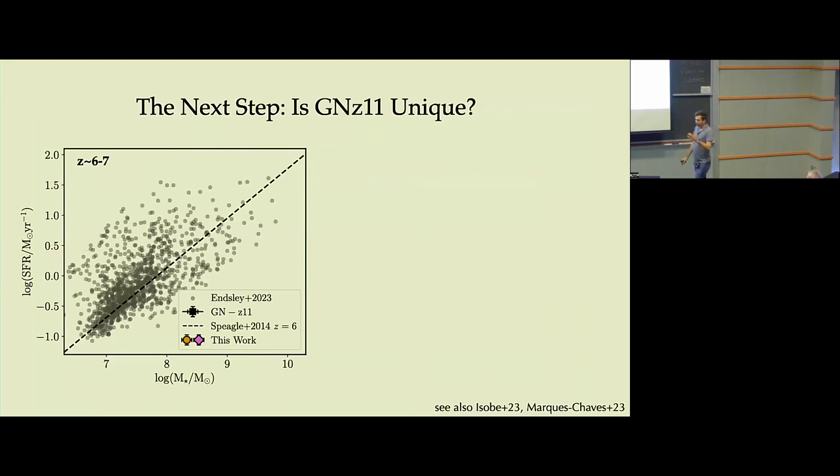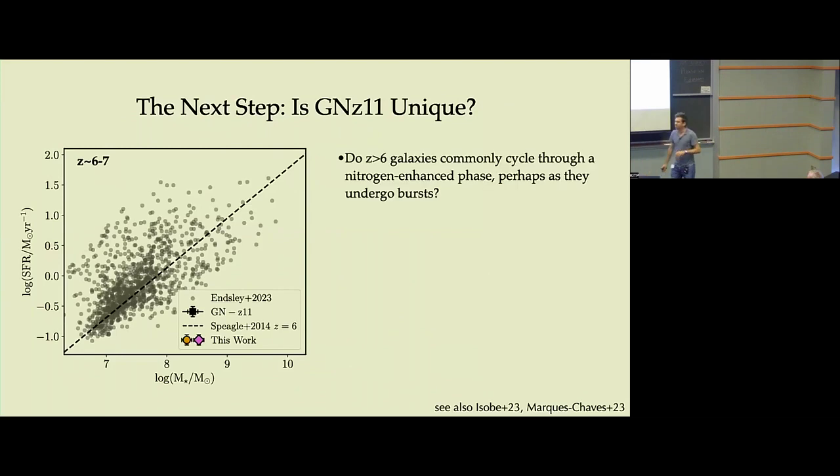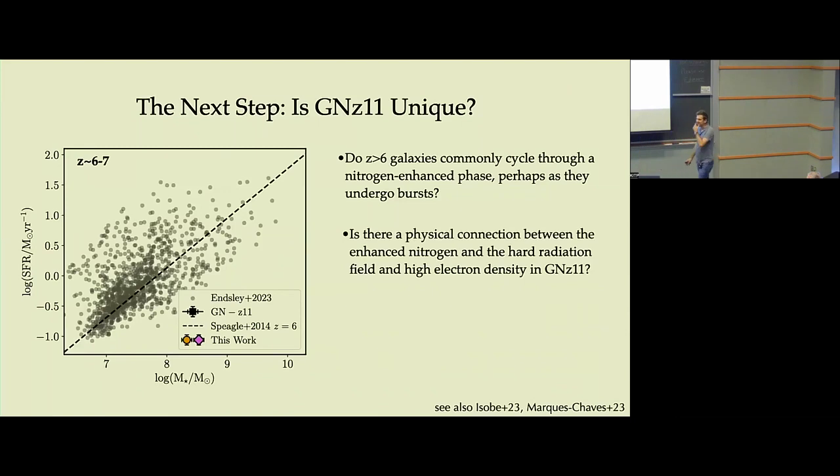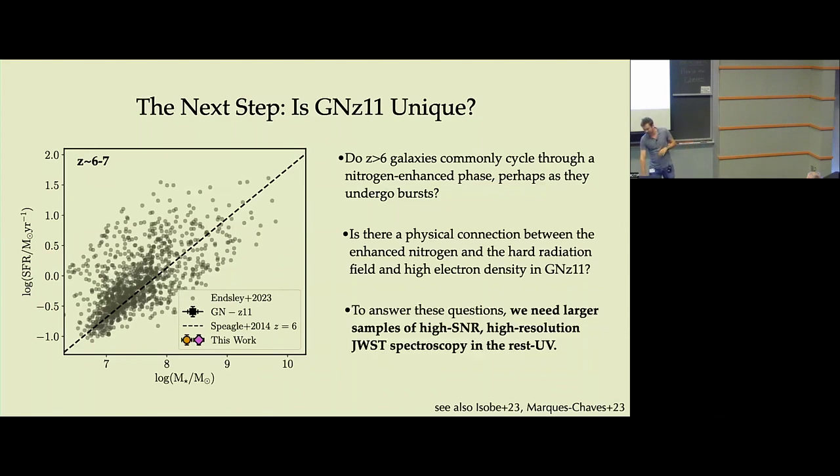But of course, GN-z11 is one galaxy. So is this spectrum unique? Is this galaxy unique? Can we begin to understand how common this abundance pattern is in the early universe? Whether galaxies perhaps go through a phase in their evolution where they have this abundance pattern, perhaps as they undergo bursts of star formation. And can we understand whether there might be a physical connection between this abundance pattern and the radiation field and the electron density we see in GN-z11?